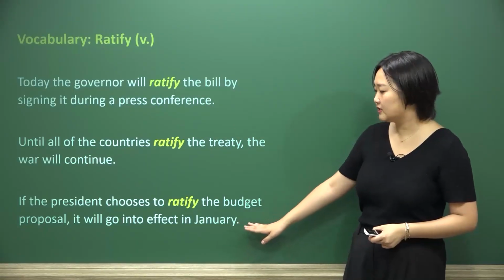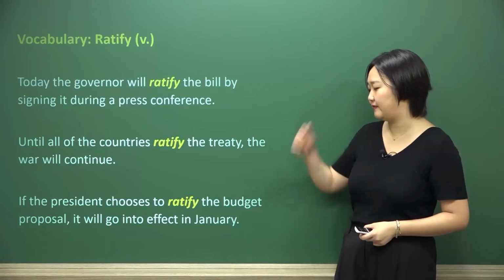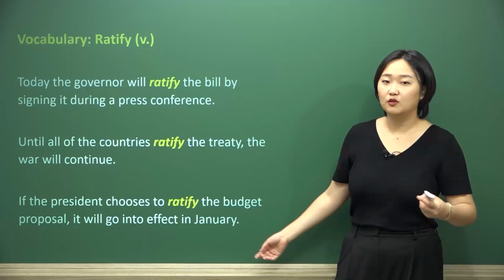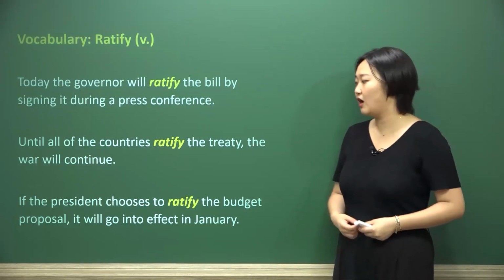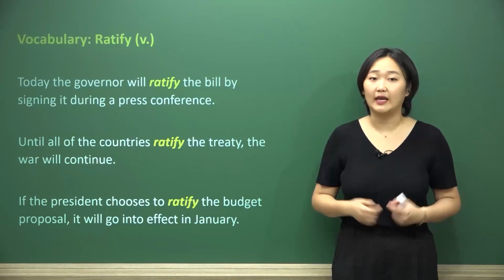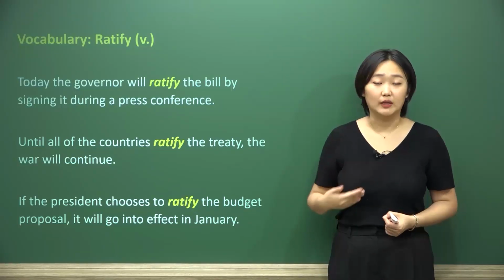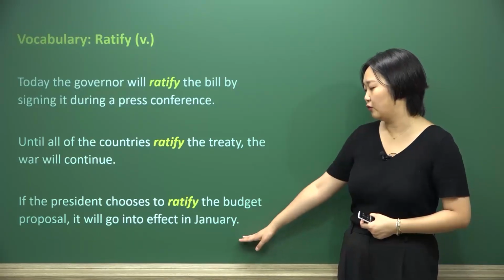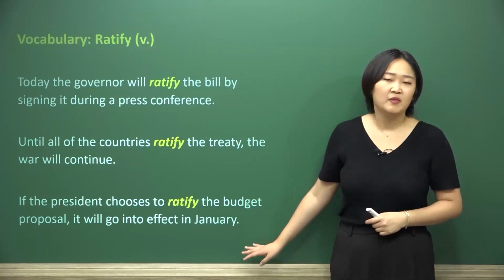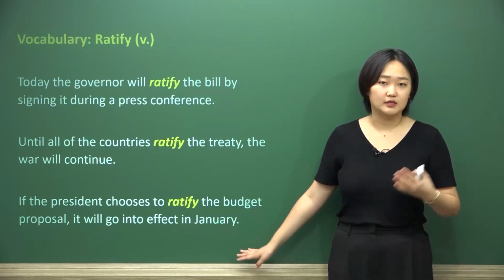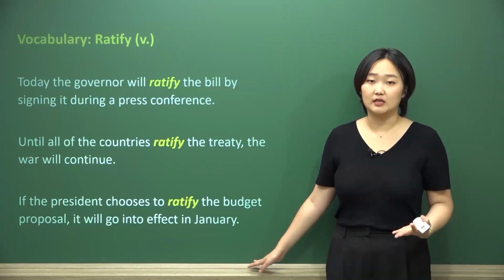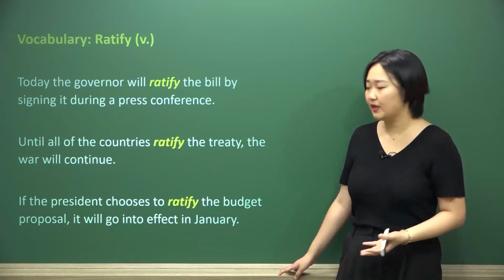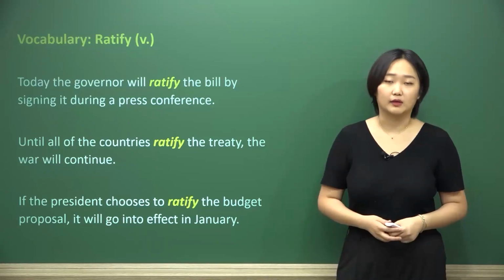And if the president chooses to ratify the budget proposal, it will go into effect in January. Here we're talking about the budget being something that we are approving of, and the word ratify works well in this kind of context because we have somebody like a president who is going to be doing the budgeting. This president could be anybody from the person in the White House to maybe the president of a company. In either case, we're talking about it in a very formal manner to say yes to something, and so the word ratify works here too.